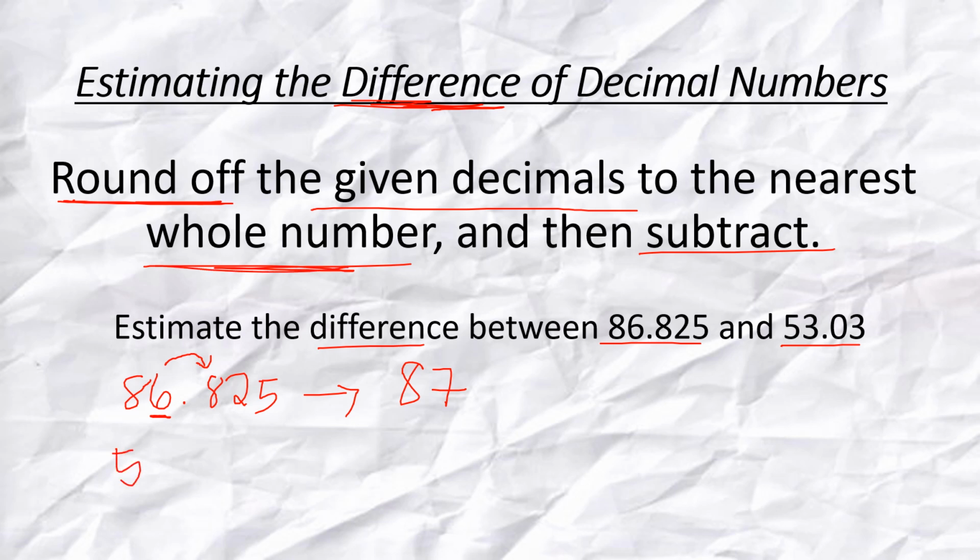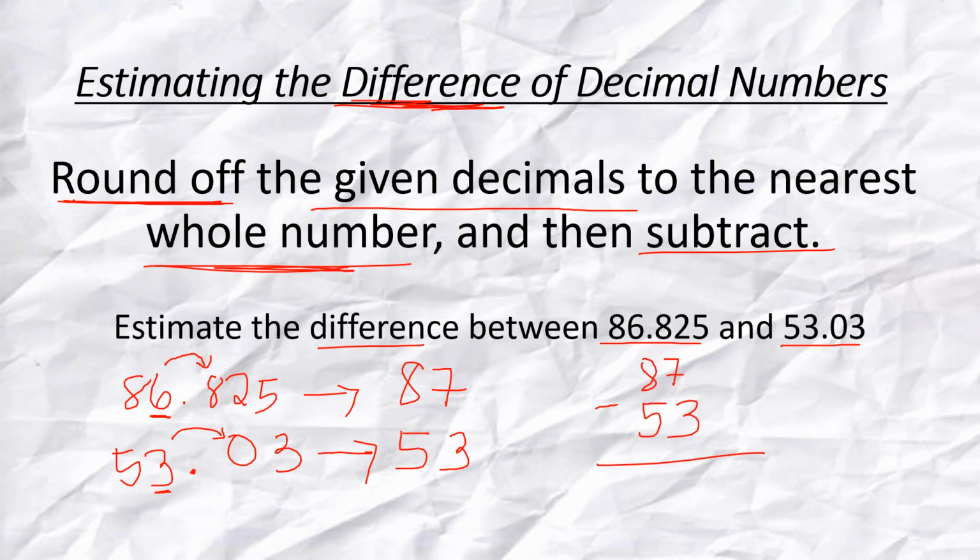How about 53.03? The digit on the ones place is 3, and the number beside it to its right is 0, so we need to round down. Again, when we round down, we will not do anything to the digit that we are rounding off. So 3 here will stay the same, and then just copy 5. So we now have 53. We can now subtract the two, so 87 minus 53, 7 minus 3 is 4, 8 minus 5 is 3, therefore the answer is 34.